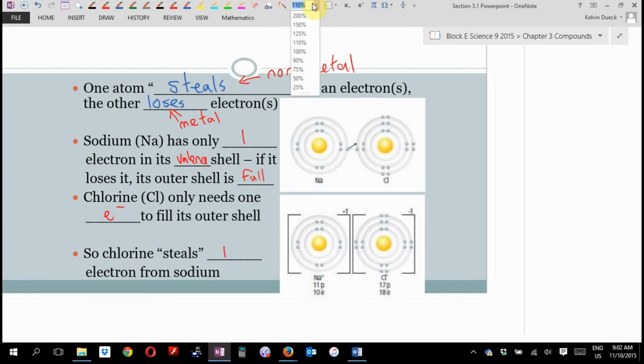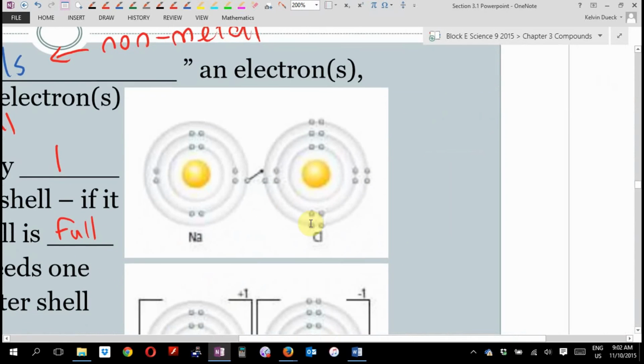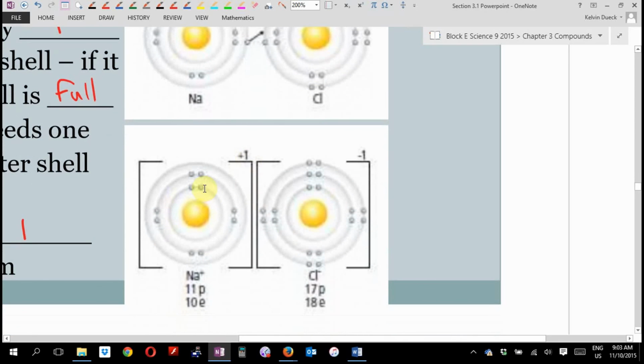I'm going to zoom into this picture just so you can get the full effect. I'll bring the notes back in a second. So sodium wants to get rid of that electron. That electron leaves sodium and attaches to chlorine. Now, because sodium has lost an electron, it's an ion with a charge of plus 1. And because chlorine has gained an electron, it's an ion with a charge of minus 1. We would write it like this, with square brackets for the ion. This is a sodium plus ion. This is a chlorine minus ion.